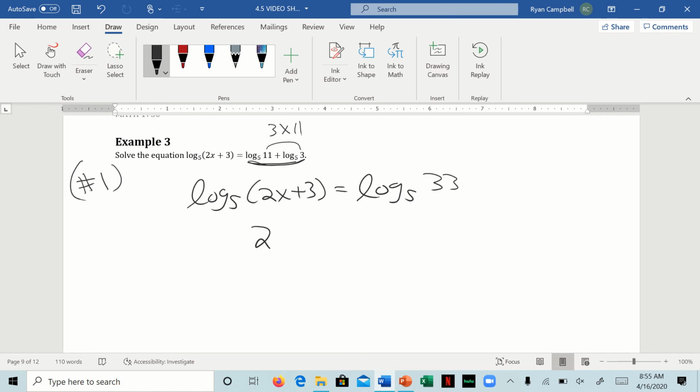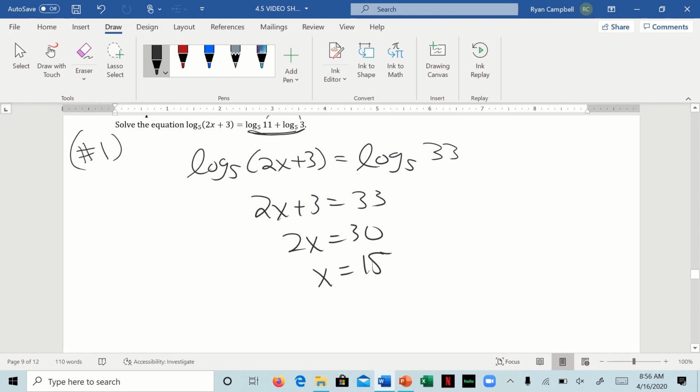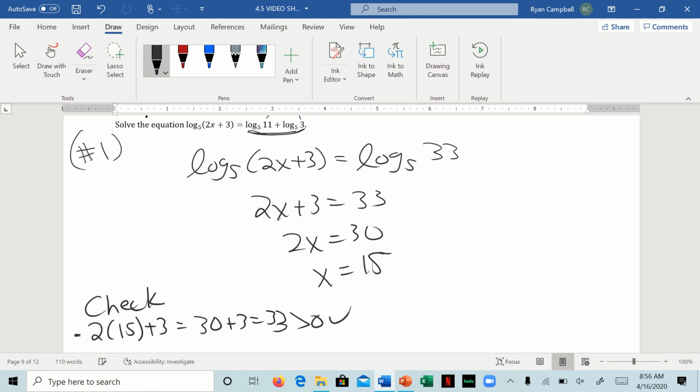We can drop the logs, so we get 2x plus 3 equals 33. So then 2x equals 30, x is 15. Do we have to check ourselves? Yes, we do have to check ourselves, right? We got to plug it in at least into all the x's that have logarithms of, right? So, check 2 times 15 plus 3, that's 30 plus 3, which is 33. That's bigger than 0, so we're all good. 11, there's no x. 3, there's no x. Okay, so that is our final answer.